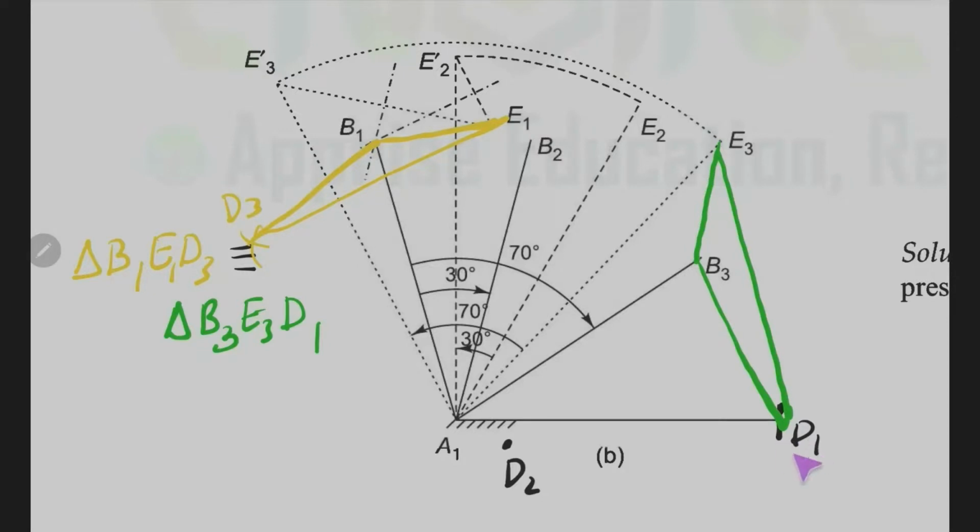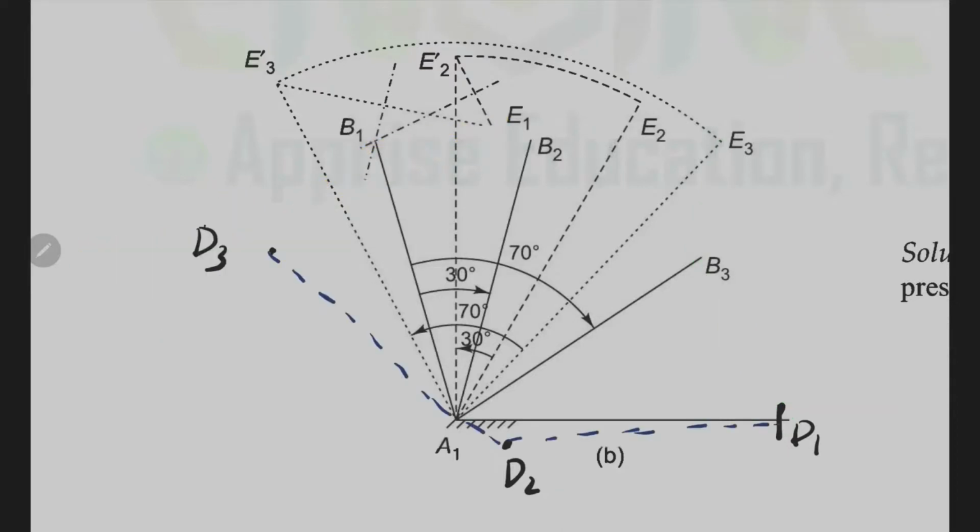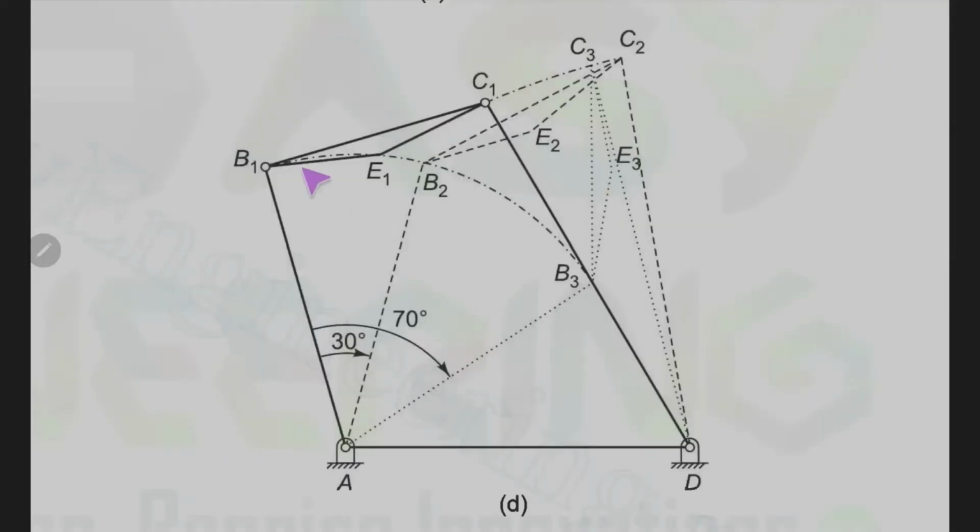Now we have all the points D1, D2, D3. Finding out C1 is simple. We know that it lies on the intersection of the mid normals of the lines D1 D2 as well as D2 D3. So these are the normals and they intersect somewhere over here. So this will be C1. Now we have A1, B1, C1, D1, which is nothing but the required 4-bar link mechanism constructed from the given data.